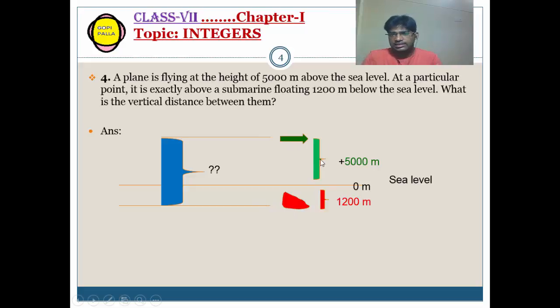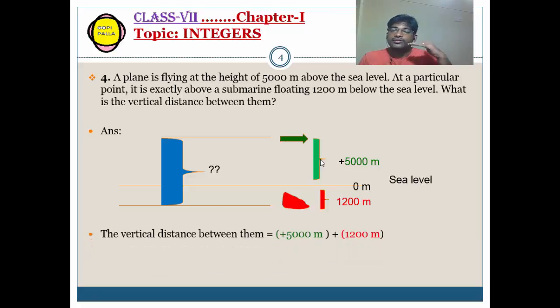So that is just like the addition of these two distances, 5000 meters plus 1200. So the answer is, the vertical distance between them is 5000 meters plus 1200 meters, that is 6200 meters. That is the vertical distance between them.